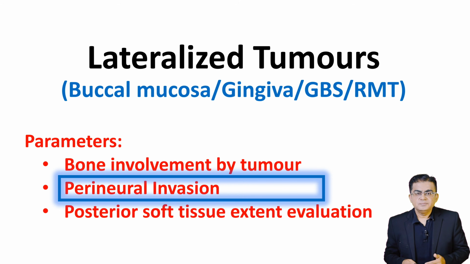Okay, listen now. We have spent enough time on the first parameter, bone involvement. By now, you guys know exactly when to cut the jaw and when to save it. You know that CT is your best imaging modality when it comes to seeing bone involvement. Let us move on and look at the second parameter we need to assess for lateralized tumor. It is perineural invasion.